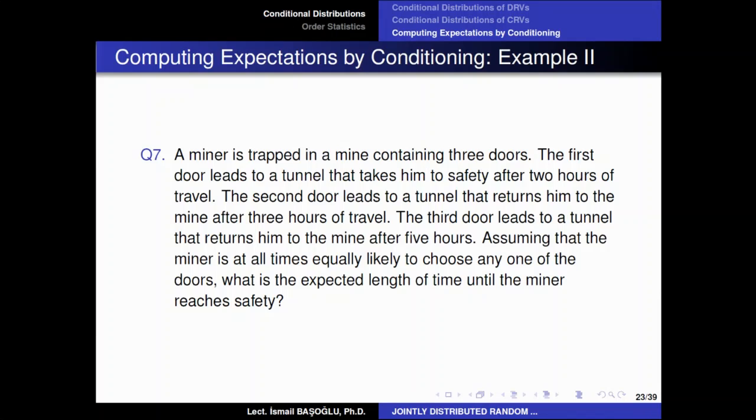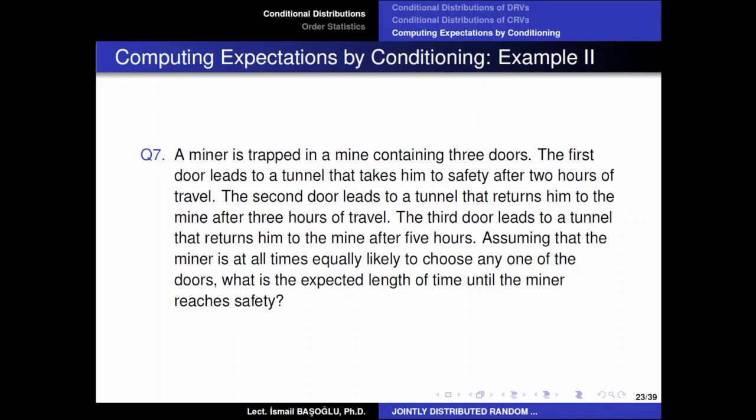And after a travel of 3 hours, and the third door is going to return you to the mine after 5 hours, okay? Now, if we read the next part of the question, assuming that the miner is at all times equally likely to choose any one of the doors, what is the expected length of time until the miner reaches safety? The question is asking me this.